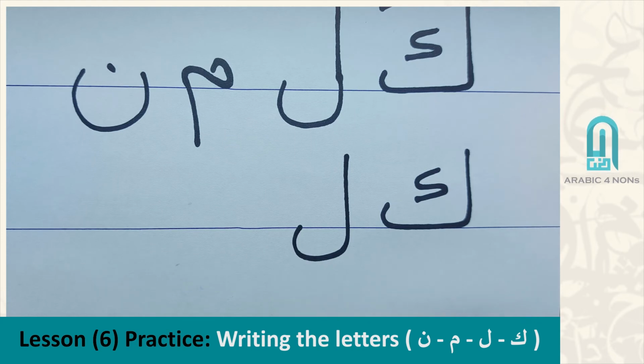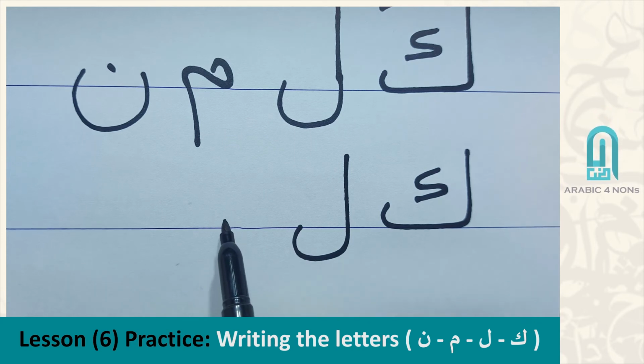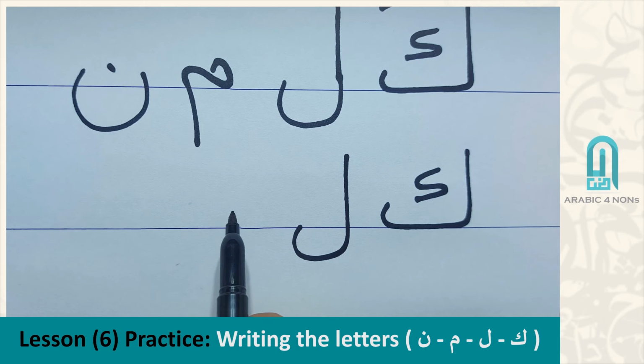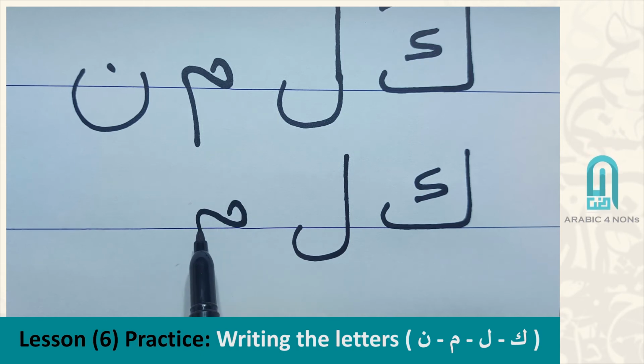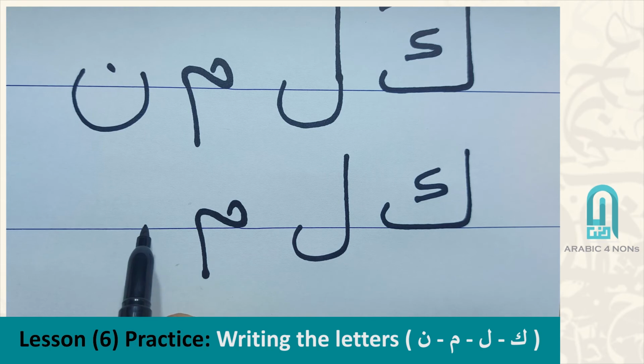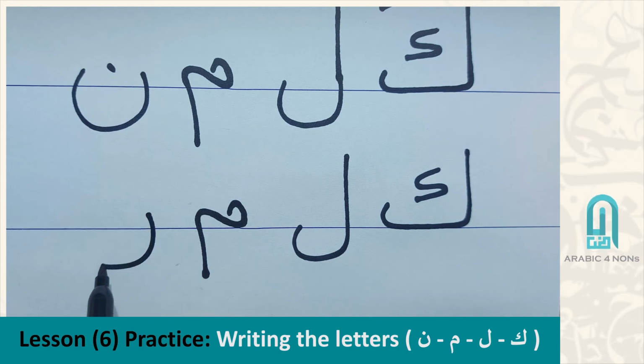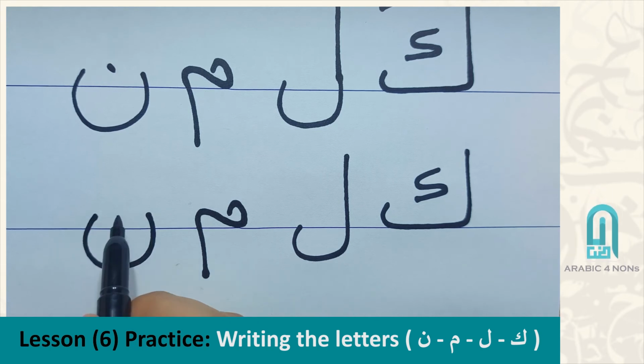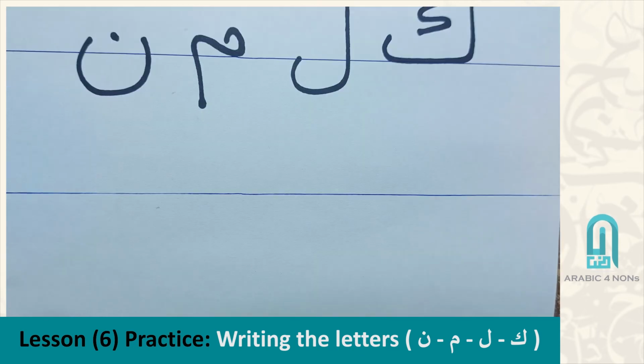That's all. The third letter, Ma, we start again. It has many curves. One curve going up, and then a straight vertical line down below the line. And the last one is very easy. Letter Na, only a circular curve and one dot on top.